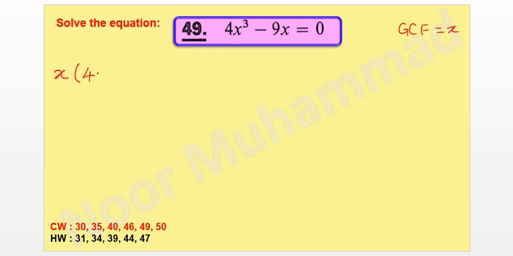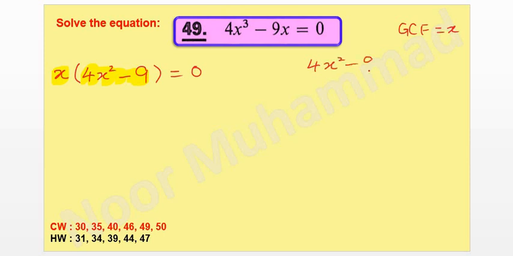So here we will be left with 4x squared minus 9 equals 0. Okay, I got the first factor, but what about the second one here, this one? How can I factorize this? So let me show you here separately how we can factorize it.